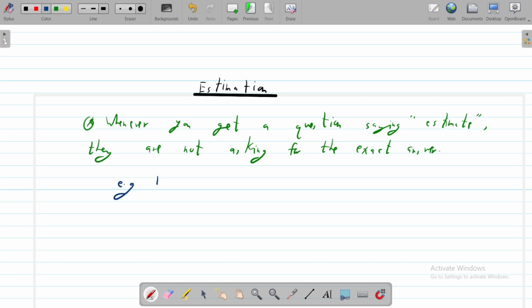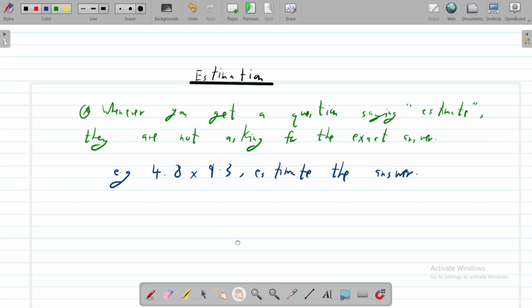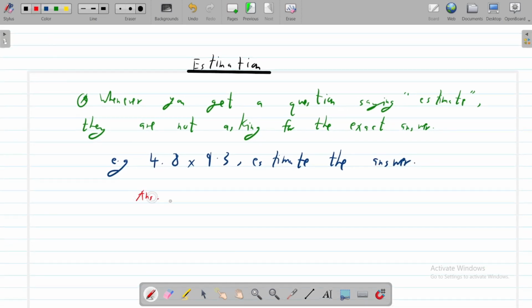For example, if we have the question 4.8 times 9.3 and the questioner says estimate the answer, you don't have to do this. The answer is not supposed to be, I'm going to take 4.8 and 9.3, multiply them together and get a decimal number. No, that's wrong. What you're meant to do is take an estimation of each of those numbers. So 4.8 is really close to 5, so we'll say it's estimated to be about 5. And 9.3 is close to 9, so we'll estimate that at about 9. And 5 times 9 is equal to 45. So our estimated answer is 45.